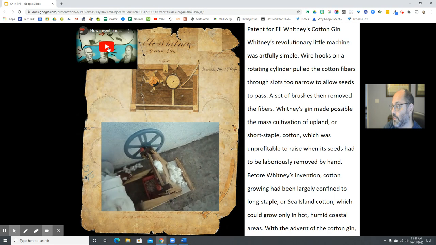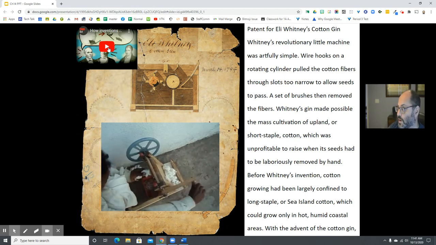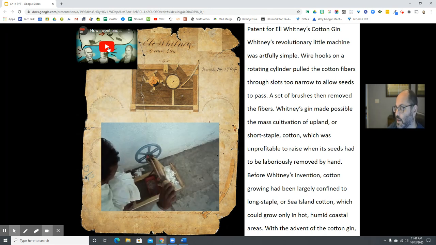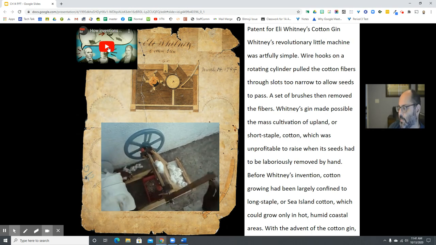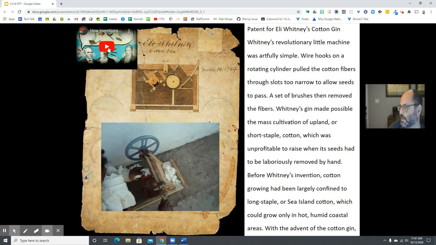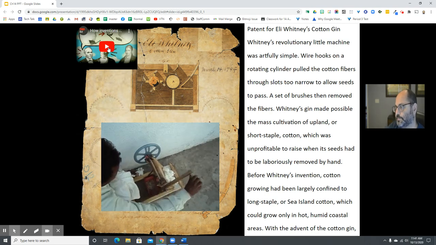It was very difficult. But once they developed the cotton gin, all they had to do was run it through this engine, hence the gin, a shortening of the word engine, this cotton engine. The cotton gin made it possible for this to be a viable industry, and therefore led to the expansion of slavery in the period.